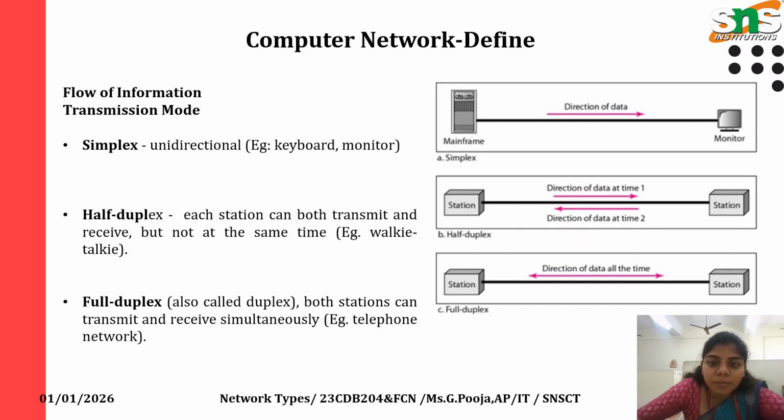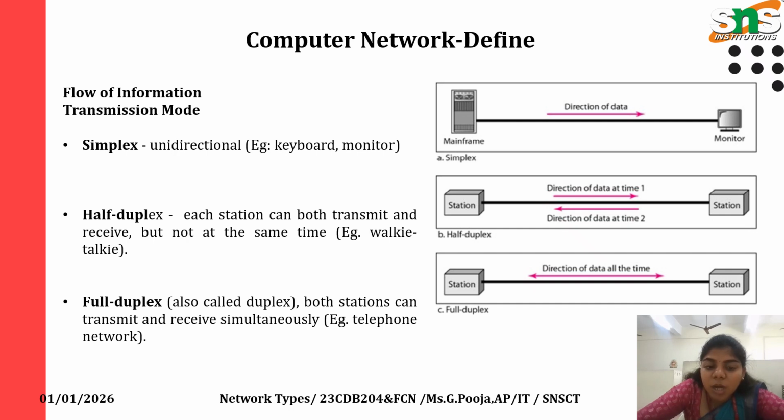As we said before, there are three types of data flow: simplex, half duplex, and full duplex. Simplex is the basic mode of transmission. It is unidirectional, which means only the sender will be able to send the data, and the receiver will only be able to receive the data. The sender and receiver are fixed here.